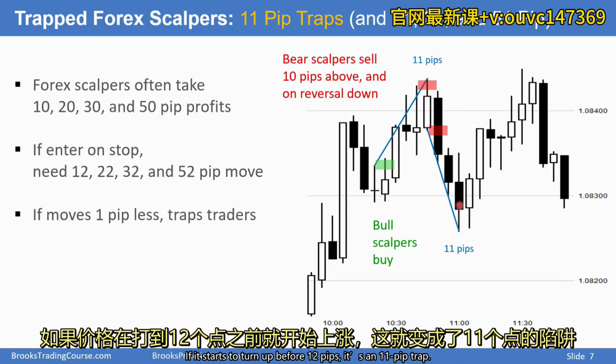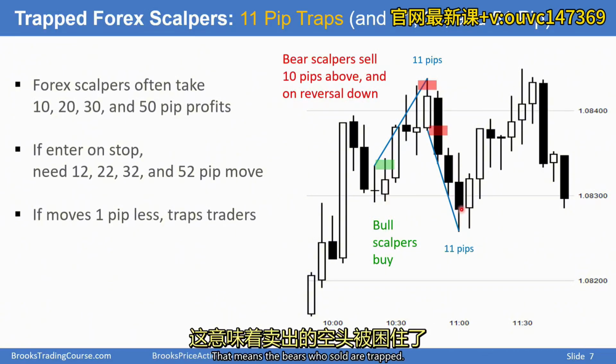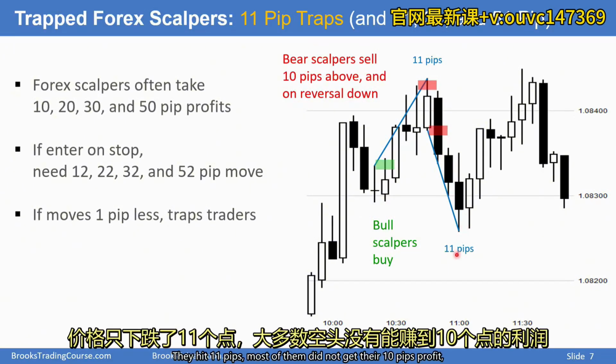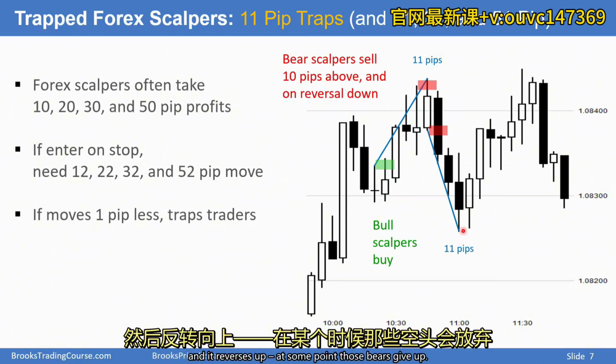If it starts to turn up before 12 pips, it's an 11 pip trap. That means the bears who sold are trapped. It hit 11 pips. Most of them did not get their 10 pips profit, and it reverses up. At some point, those bears give up.